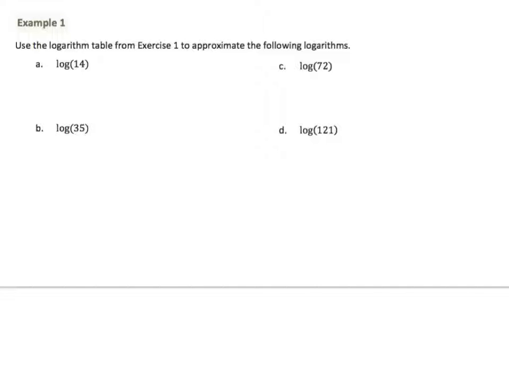Use the logarithm table from exercise 1 to approximate the following logarithms. So here I've got log of 14. That's going to be the same as log of 2 plus log of 7. So go ahead and look it up. Log of 2 is 0.3010 and log of 7 is 0.8451. So log of 14 is approximately 1.1461.